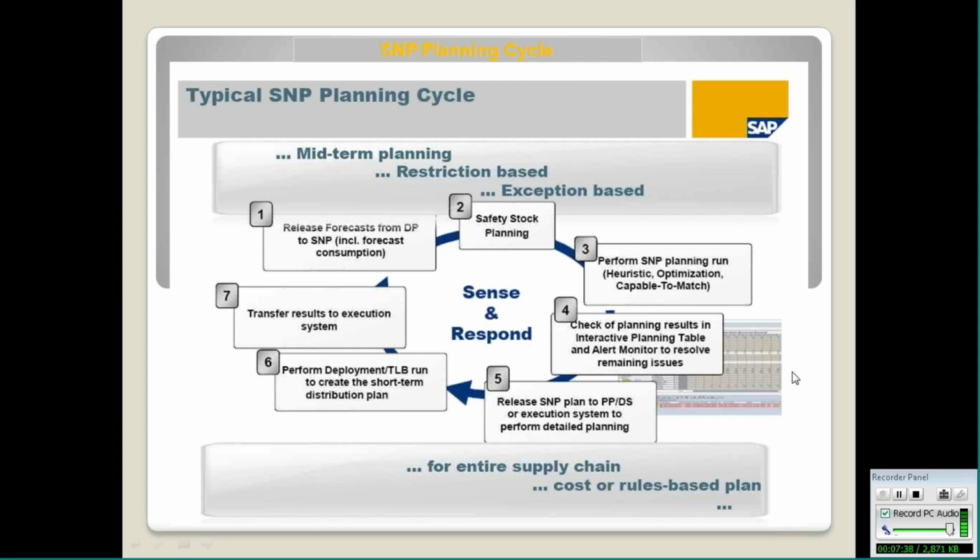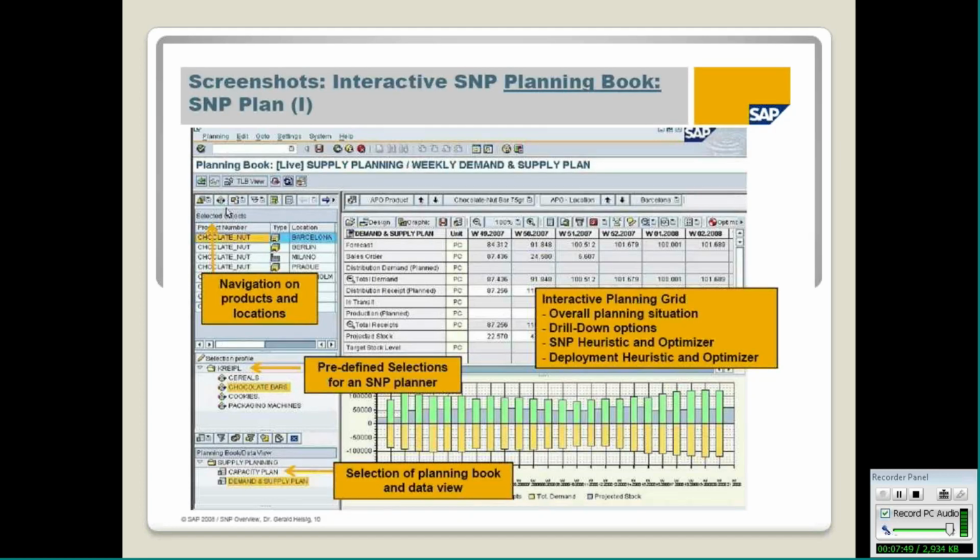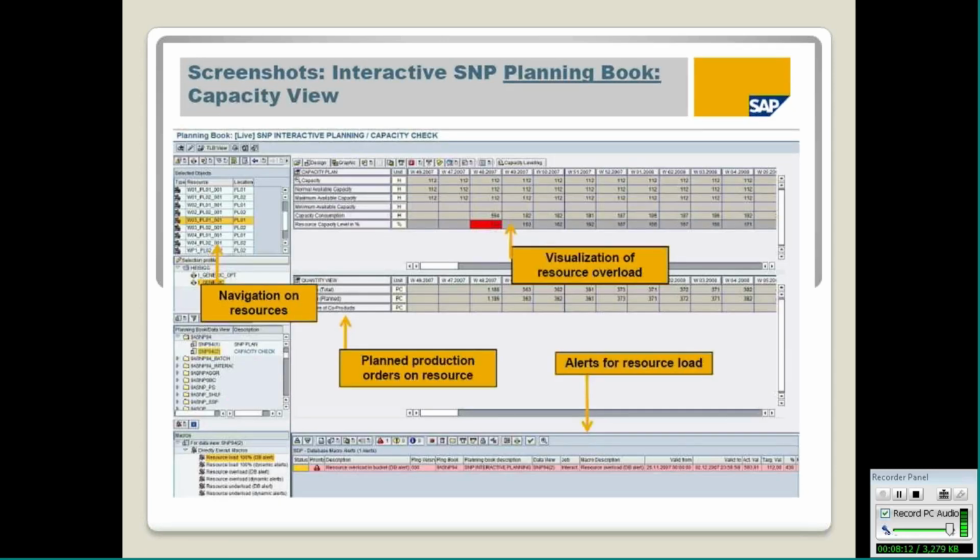And the same as how we saw the demand planning interactive planning screen, here also we can see the SNP interactive planning screen. So all these things we are doing in the interactive planning screen. This is an example of the interactive planning screen on the SNP side. It looks like the DP interactive planning screen, but the key figures and characteristics, all this data will be different, though the features are more or less equal. This is the planning data view, and this is the capacity data view.